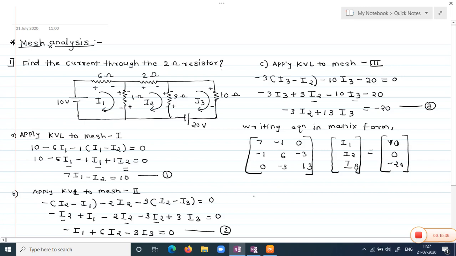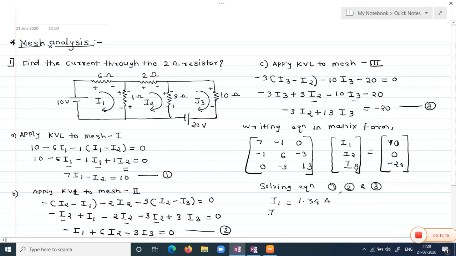Okay, then you have to solve equations number 1, 2 and 3. These are the 3 simultaneous equations. By using a calculator, you have to put in these values and you will get I1, I2, I3. Suppose if you solve the simultaneous equations by using a calculator, you will get I1 is equal to 1.34 ampere.